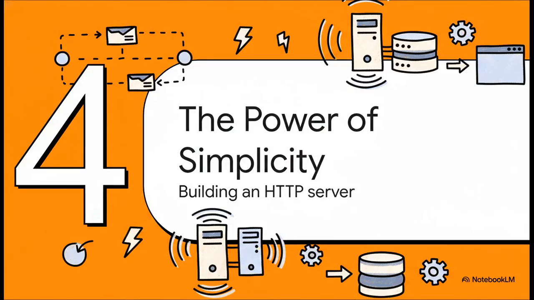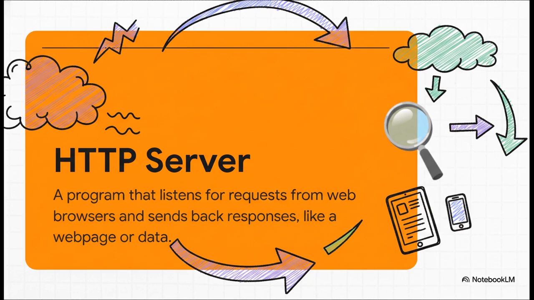Now, get ready for the real wow moment. One of the most common things you do in backend development is create a web server. Let's see how Bun's incredibly simple and powerful API handles this exact task. But first, a super quick refresher for anyone who might be new to this. An HTTP server is just a program that's always listening for requests, like from someone's web browser, and then it sends back a response, like a web page or some data.